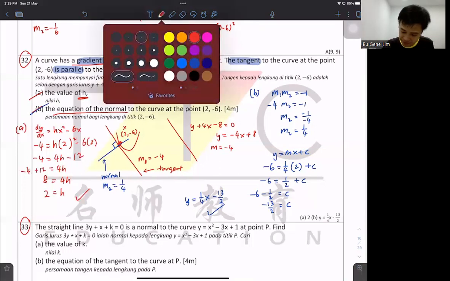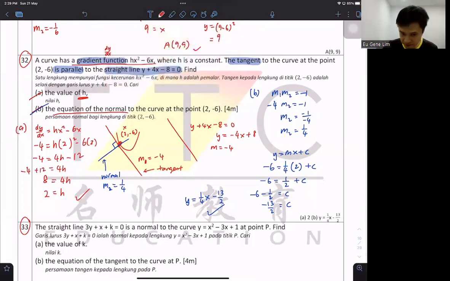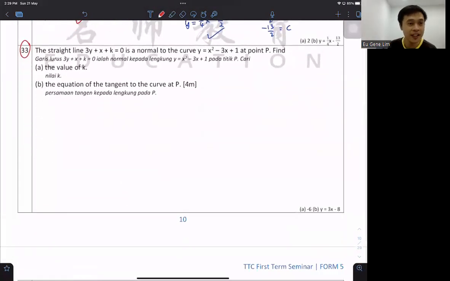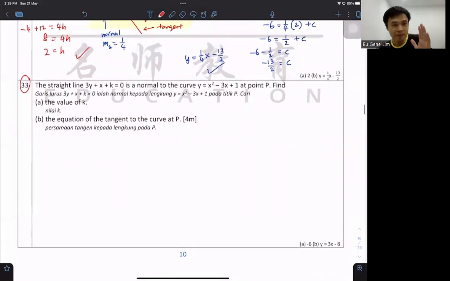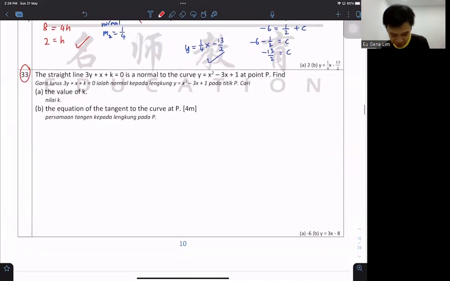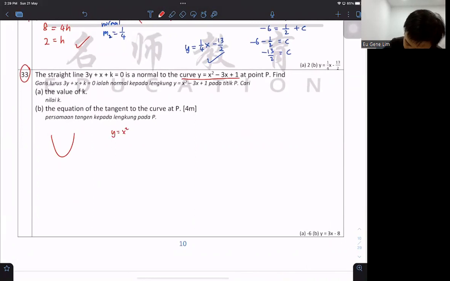Okay, next. Question 33. The straight line is a normal to the curve at point P. Draw, okay? There's a curve. What is the curve? The curve is y equals x squared minus 3x plus 1. The curve at point P. Okay, here is P. You see, I always draw the same pattern.